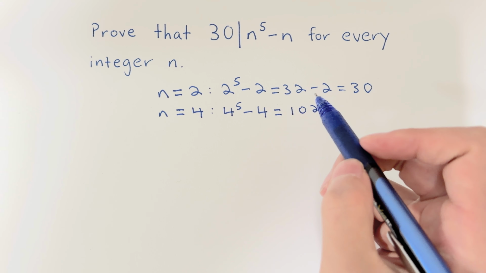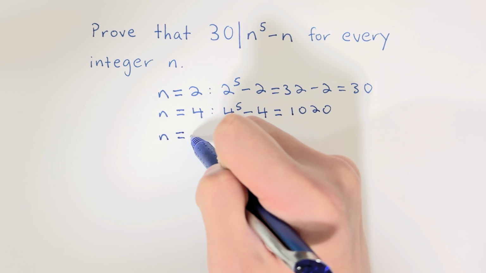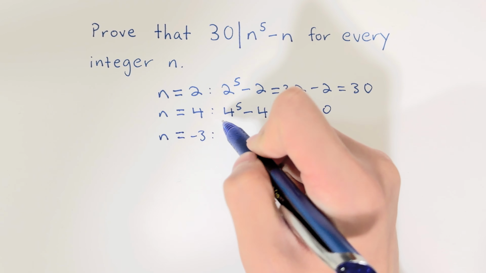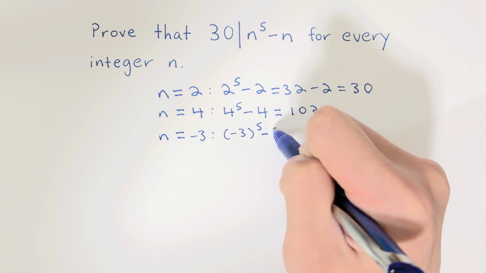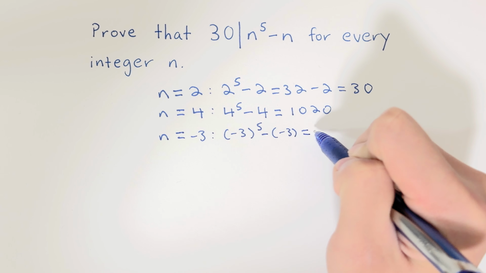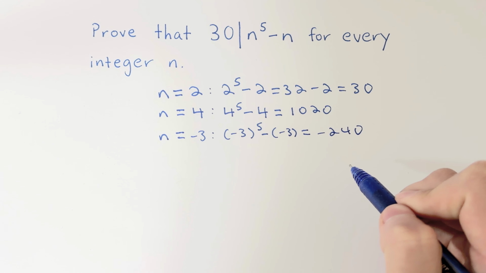And then you can test a negative number. For example, n equals negative 3. Well, negative 3 to the power of 5 minus negative 3 is equal to negative 240, which is negative 30, or 30 times negative 8.